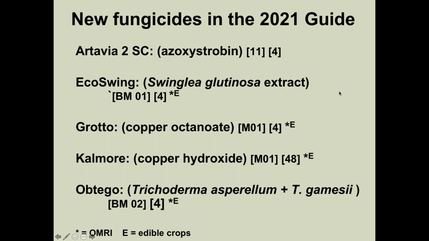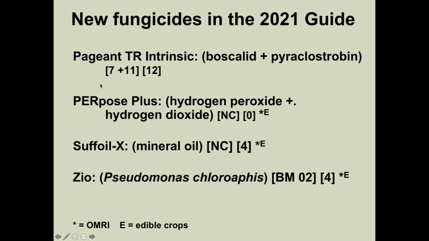These are new products that have been added to the guide this year. Artavia is an azoxystrobin product. EcoSwing is actually a plant extract that is a plant biostimulant. Grotto and Calmore are both copper products. Optigo is a trichoderma combination with two different species of trichoderma. That's a biological that we have as well. Pageant TR Intrinsic: we've had Pageant Intrinsic for a while, but this is a total release sort of a gas that can be released. We've got a new hydrogen peroxide, hydrogen dioxide product, Purpose Plus.